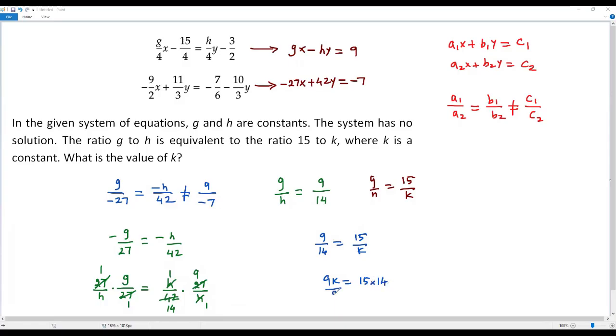Now let me divide both sides of this equation by 9. Here 9 will cancel out, and for 15 and 9 we have the greatest common divisor 3. That is, 3 goes into 9 3 times, and 3 goes into 15 5 times. I'm getting k on the left side. On the right side, 5 times 14 is 70. That is 70 over 3. Okay, here I got the value of k. It is 70 over 3.